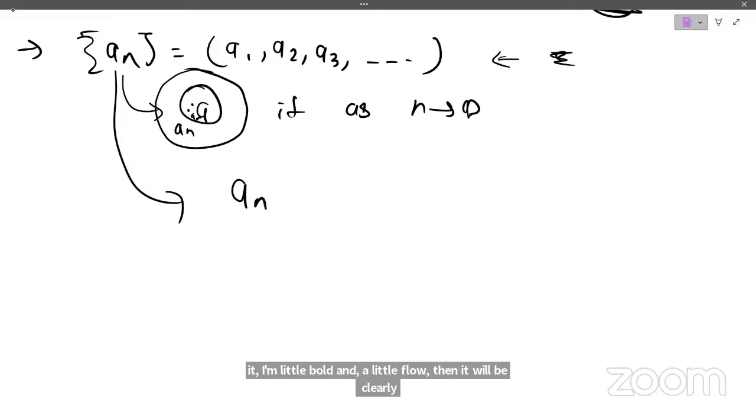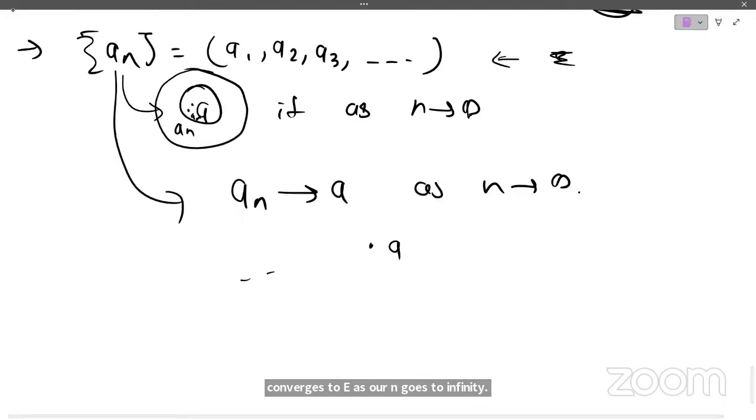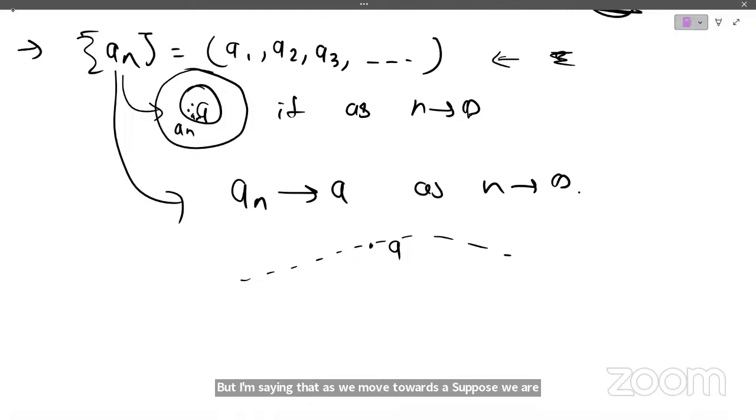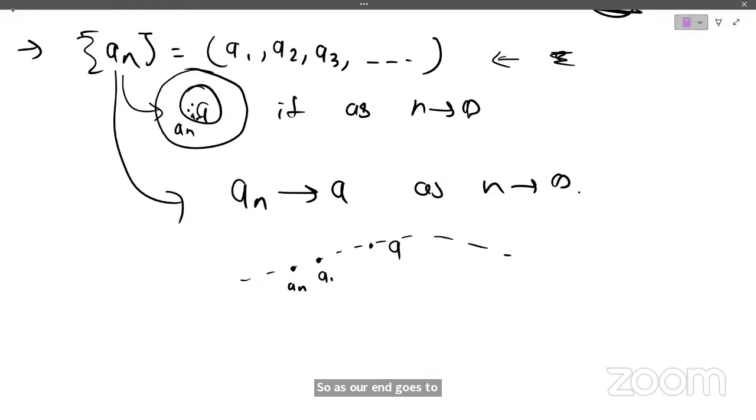Basically, I was saying that our sequence a_n converges to a as n goes to infinity. Suppose this is a path and we are moving towards a. As n goes to infinity, our a_n should reach a. I mean that we should get closer and closer to a. That point we will define as the limit of a sequence. Okay, that is my interpretation.